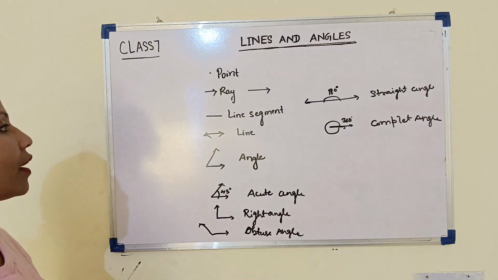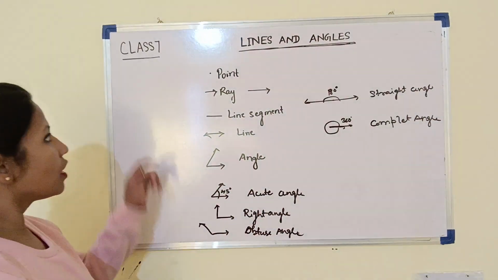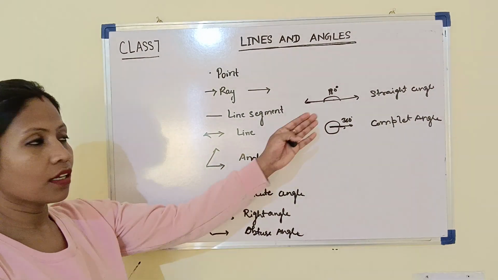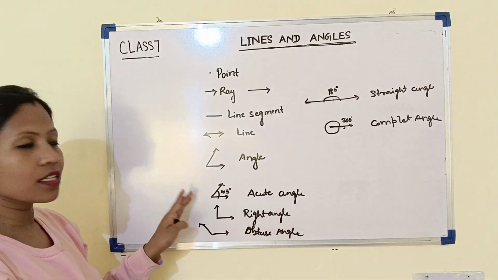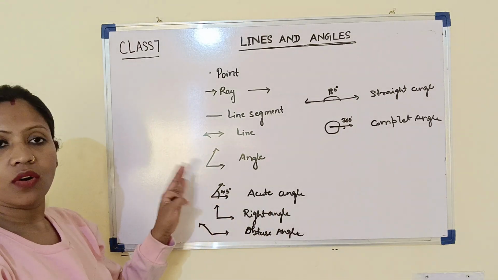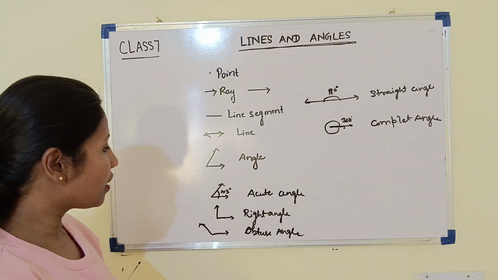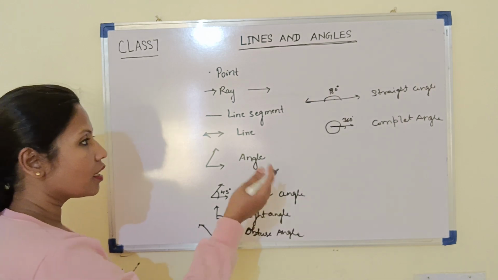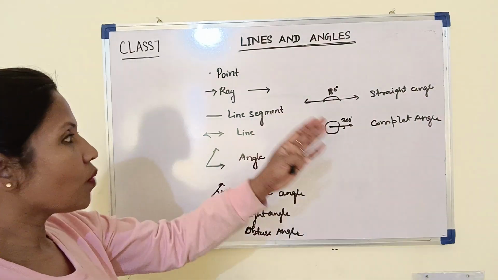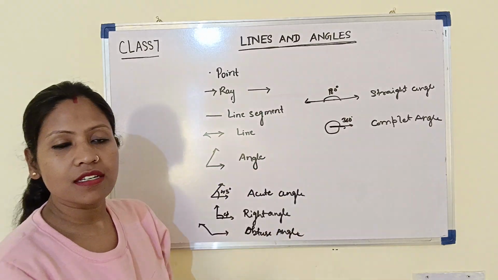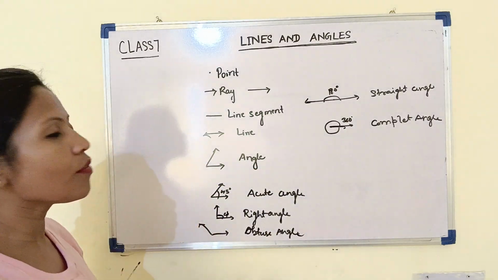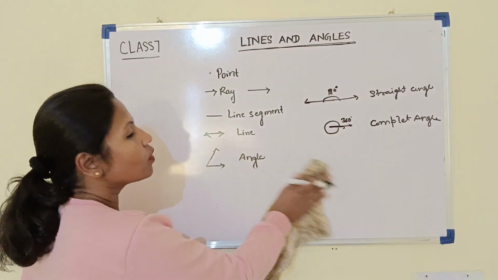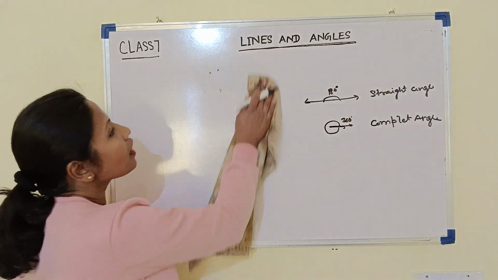So we have read all these things in previous classes. Point, ray, line segment, line, angle, what are the types of angle, right? What is the acute angle? That is greater than 0 degree and less than 90 degree. Then this is 90 degree, then greater than 90 degree, then 180 degree, then between 180 degree and 360 degree, and then 360 degree, the complete angle. So these things we have already done in previous classes. So now extend our learning with standard class 7.